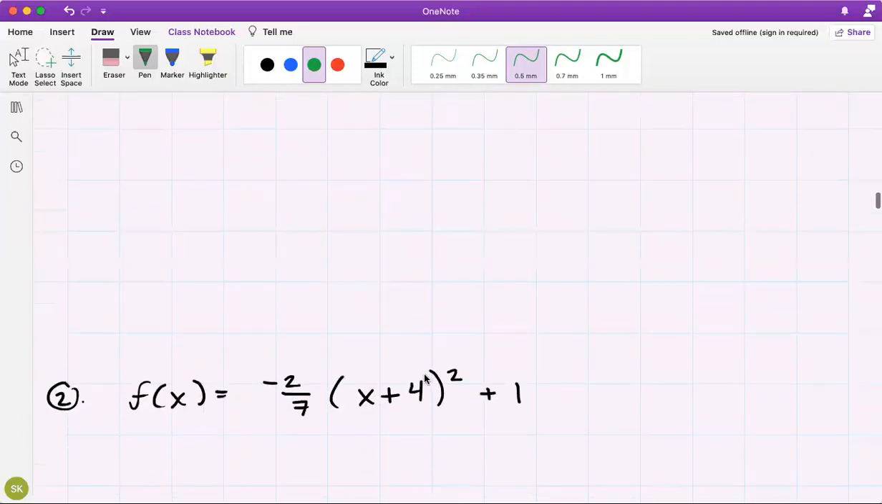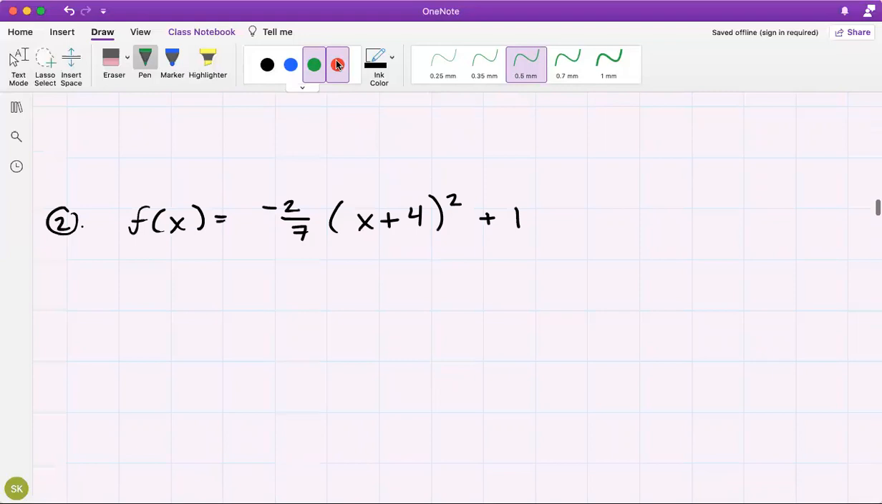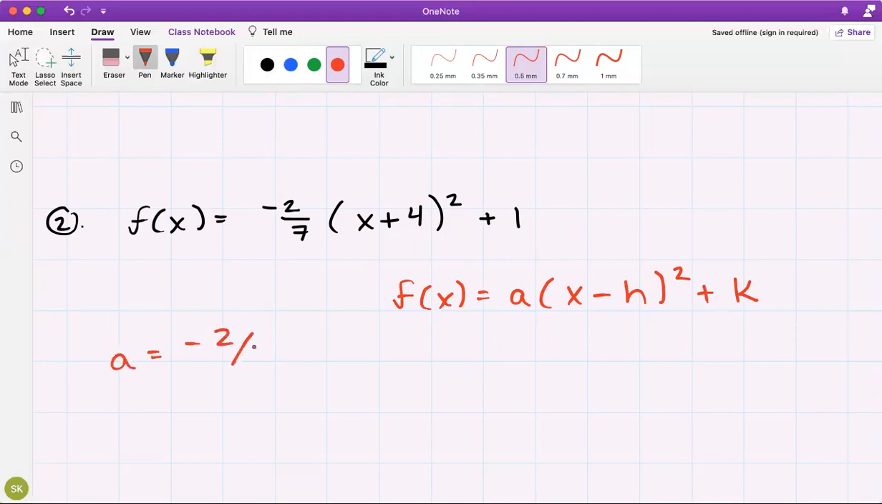Let's try another one. So here again, we're in that form, f of x is equal to a number times x minus h squared plus k. We need to figure out all the little letters here. So a is negative 2/7, which notice that this is less than 0, which tells us we're pointing downwards. So our parabola is going to look like this. And then our vertex is h, k.